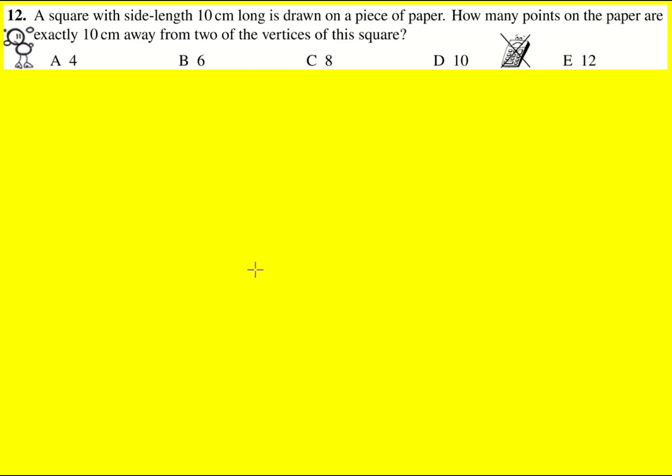This is a pretty sneaky question, I think. Very easy to miss solutions. So I've got a square, and I'm interested in the points on the paper that are exactly 10 centimeters away from two of the vertices of the square. The vertices are the corners. Now each side is 10 as well.